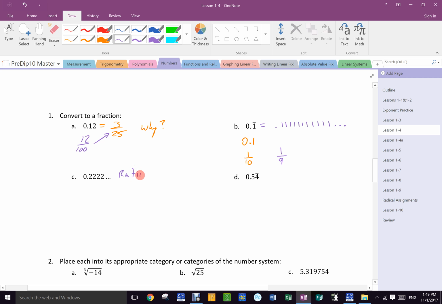But we don't know. Because what happens if the 87th decimal place is a 1? But it's irrational. And then it goes back to 2s. And then the 174th decimal place is a 3. Oh. Then you're definitely irrational. But what if the 174th decimal place is another 1? Oh, then it's rational because it goes like 2, 2, 2, 1.